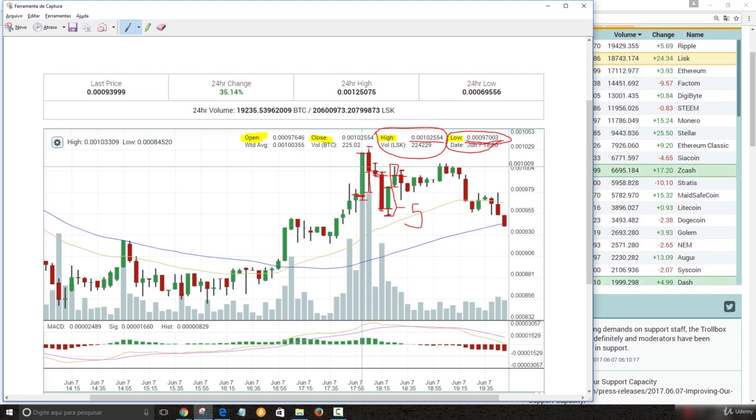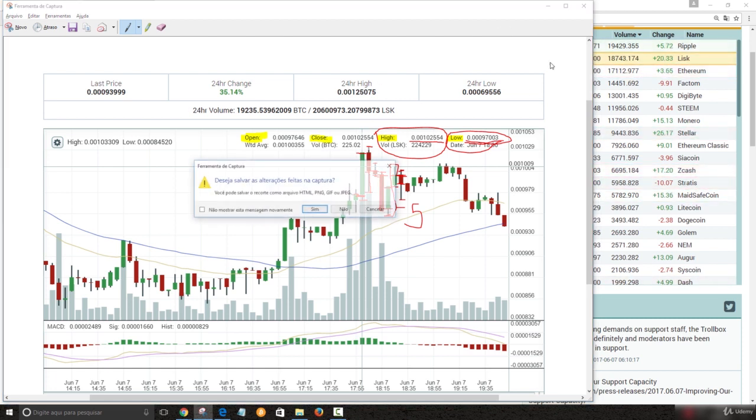This line means the highest that it has reached in this 5 minute time lapse that I selected, but it closed right here in my 5 minutes, and then it dropped for this 5 minutes. So this is how you read this chart. I know it looks a bit messy, but that's how it works.